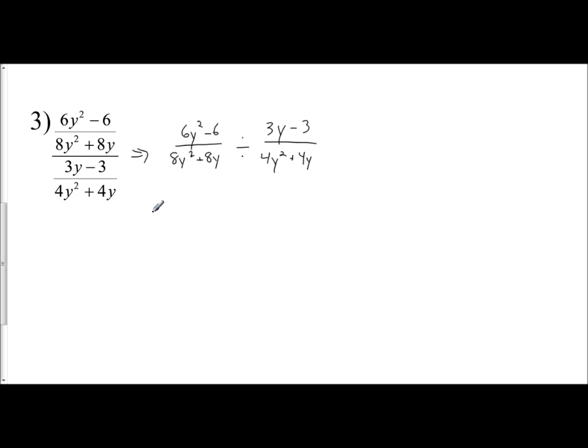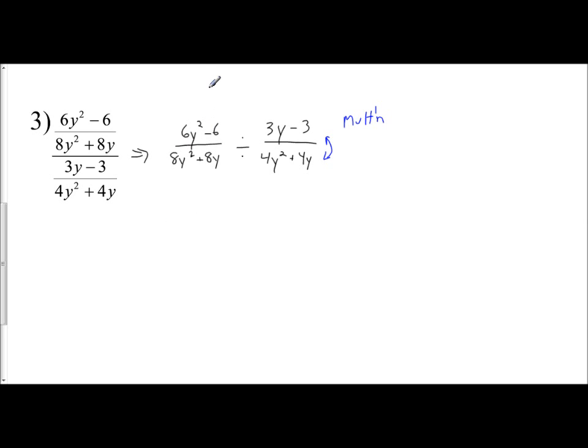So if I write it horizontally instead of vertically, well, this is simple now. I'm dividing by this fraction, so I know I'm going to have to flip this fraction over and change it to multiplication, because when you're dividing, you multiply by the reciprocal. And I'm going to have to factor. So let's work on factoring.